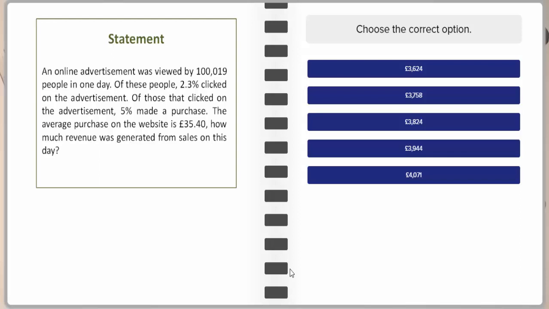Of those that click the advertisement, who will purchase, 0.5%. Okay, yes, 0.5%. 0.05 multiply by 0.05, you will get your answer, and then multiply by 5.40. Here we have the answer, it is 4071. Where is this 4071?